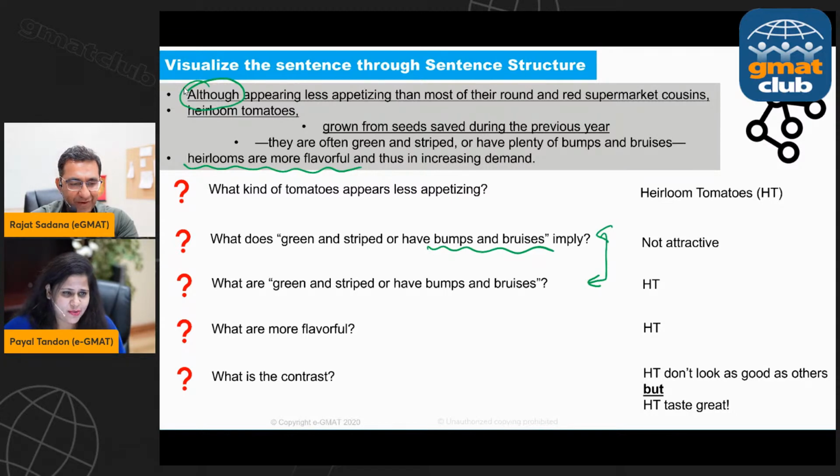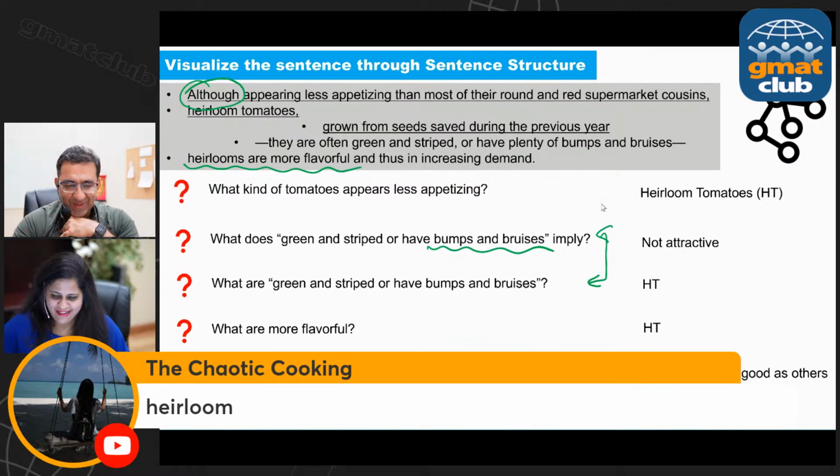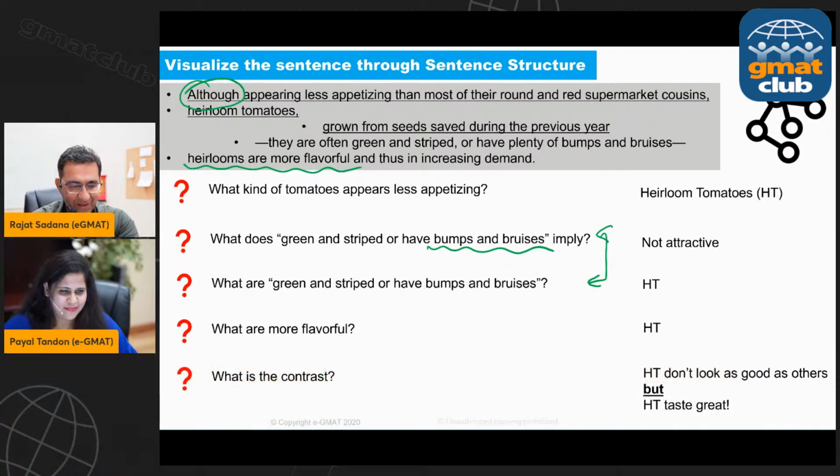While we wait for their responses, Rajat? Yeah, while they're answering, I just want to make an interesting observation. So we had this one entity, the chaotic cooking, and I think this individual posted for the first time. I'm just wondering how much of this is associated with the fact that this question is about heirloom tomatoes, something that the person associates with cooking. Exactly. But thank you for posting. We do love participation, and yes.